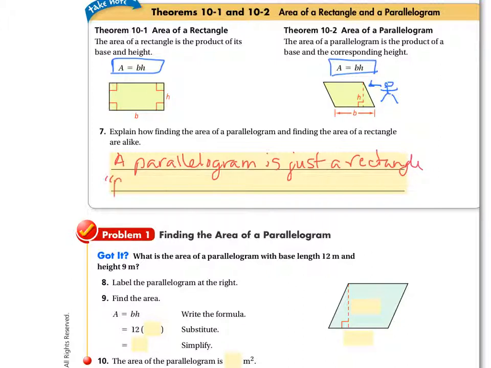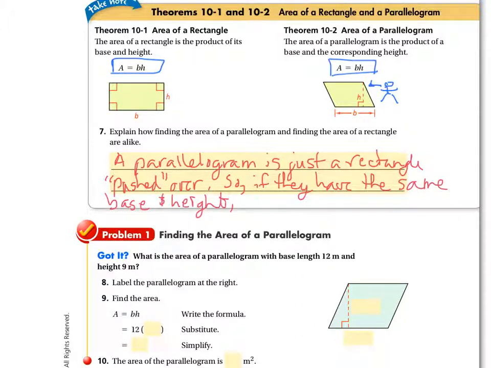Pushed over. So, if they have the same base and height, their areas are congruent.